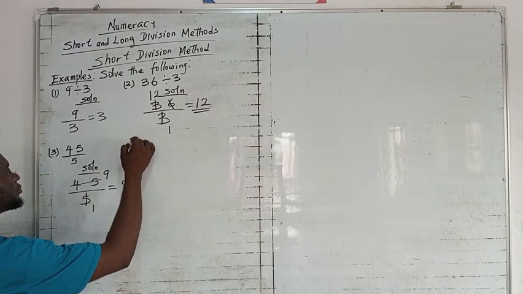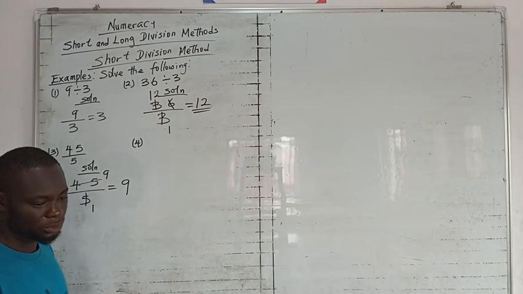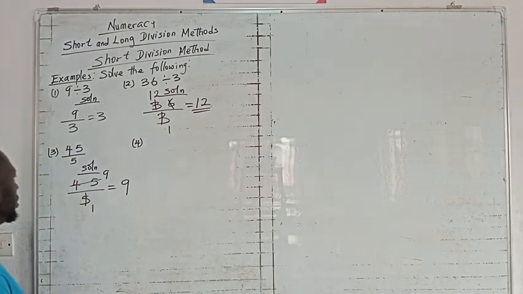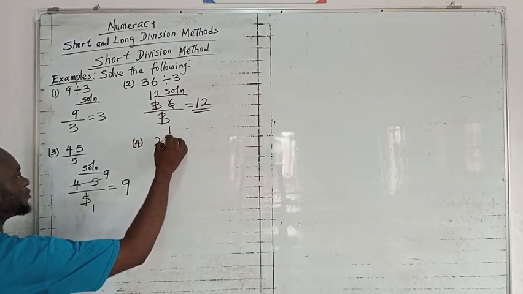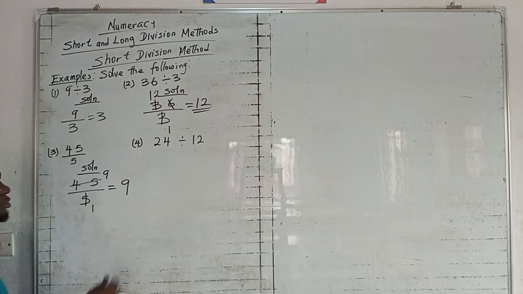Number 4. Okay? Now let's go a bit up. Let's have 24 divided by 12. Solution.